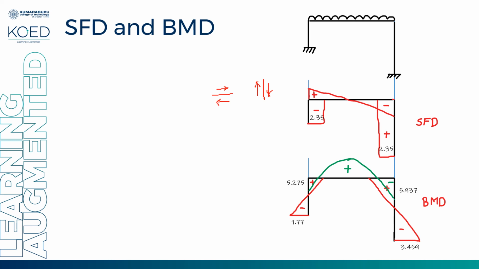To draw the bending moment diagram, I will consider sagging moment as positive for the beam, and at any joint we can see that the sum of moments must be equal to 0. So if there is a positive moment, there is supposed to be a negative moment with the same magnitude at all the joints.